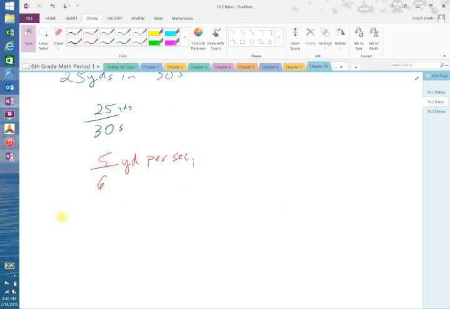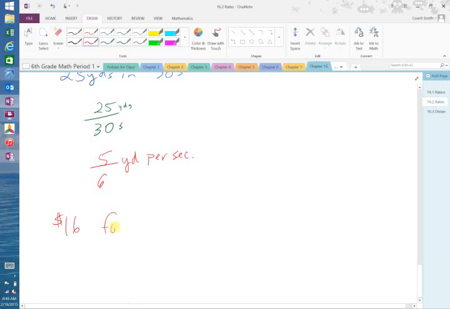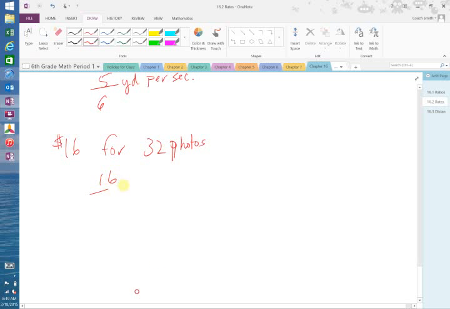$16 for 32 photos. $16 for 32 photos. So I want to know what I paid for 1 photo. What is it, Isaac? 50 cents. Yep, 50 cents. Mathematically, how we do it is we just put 16 over 32.